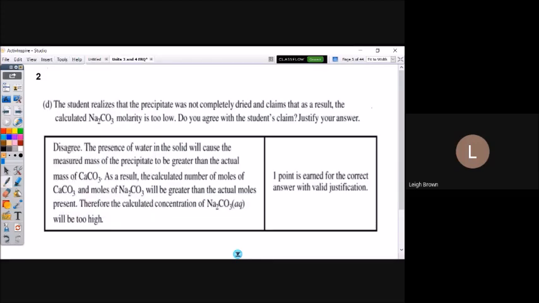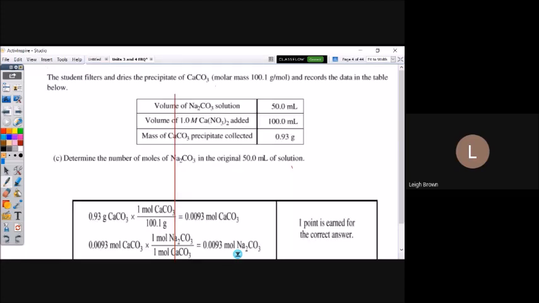All right, so it says the precipitate was not completely dried and claims that as a result, the calculated molarity of the sodium carbonate is too low. Okay, now let's think about this. Since we already have the answer, let's go back. If we're saying that the precipitate collected was not completely dry, that means some of this mass actually had water with it.